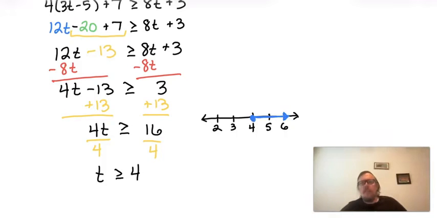And so there we go. There's our answer on a number line. 4, 5, 6, etc. 4 and up is our answer.